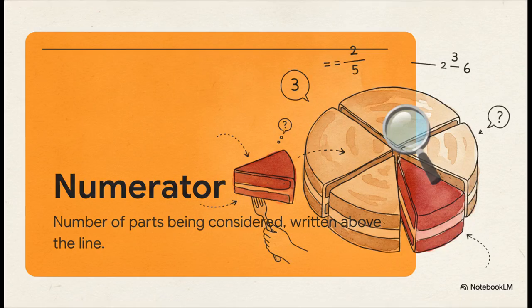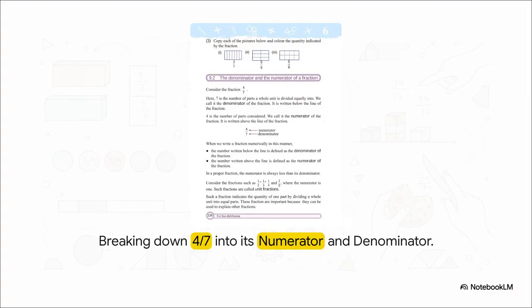On the flip side, we have the numerator. This is the number sitting proudly on top of the fraction line. The numerator simply tells us how many of those equal slices we're actually looking at, sharing, or, in the case of our cake, eating. Watch how seamlessly these terms map together when we look at the fraction 4/7. The numerator, 4, sits up top to represent the parts we actually have. Meanwhile, the denominator, 7, holds down the bottom to show the total parts the whole was originally divided into. It's just a super neat, compact way to convey a lot of visual information at a glance.